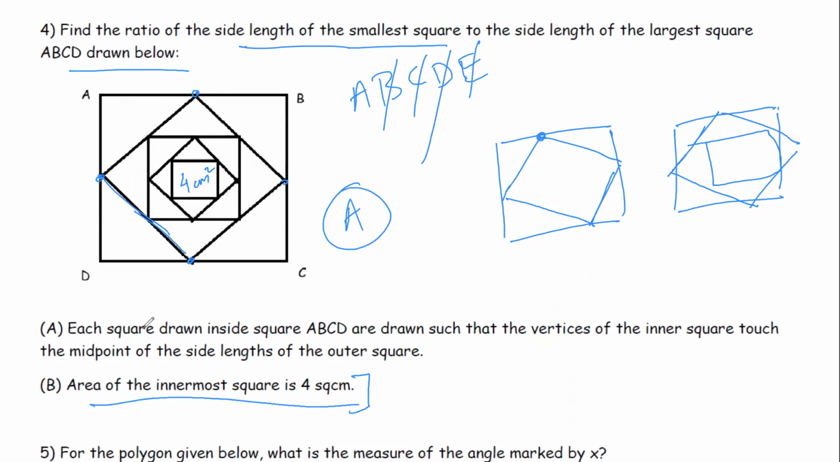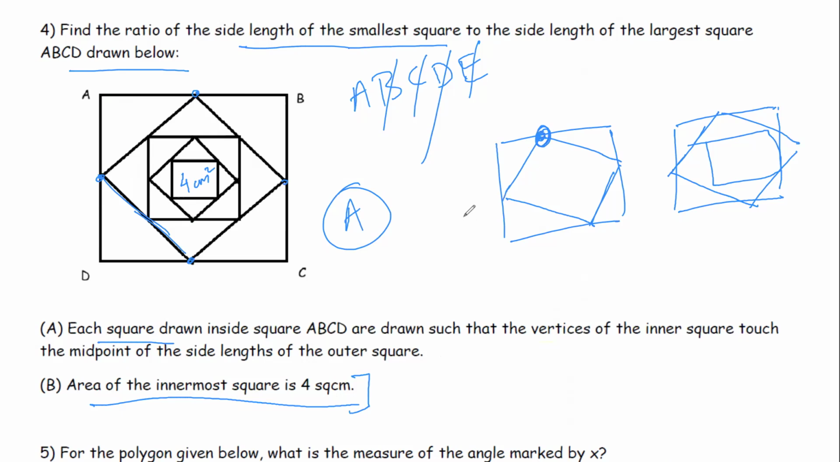But with the first statement, each square drawn inside square ABCD is drawn such that the vertices of the inner square touch the midpoint of the side lengths of the outer square. So each square drawn inside square ABCD, we know that all of them are squares. So that's one argument, that we don't know whether they are squares, and the second argument is whether they are touching the midpoints or not.